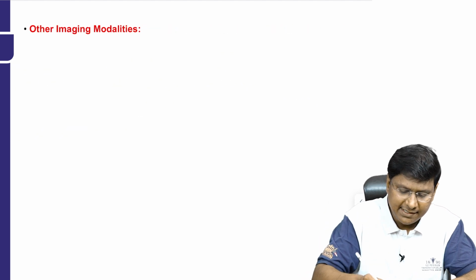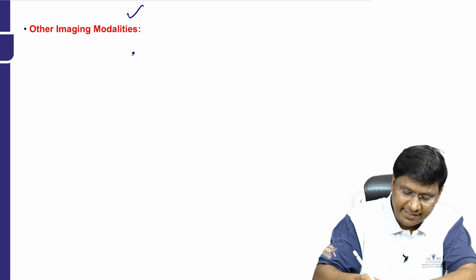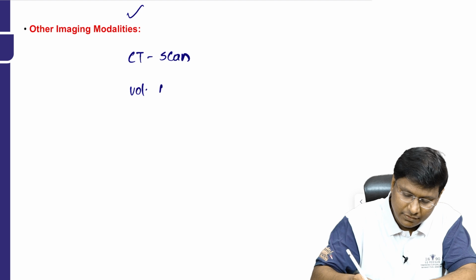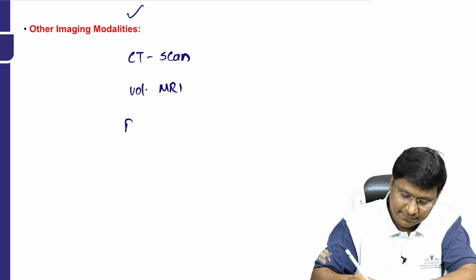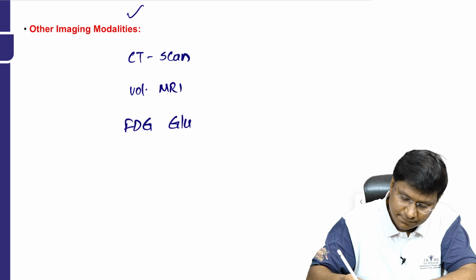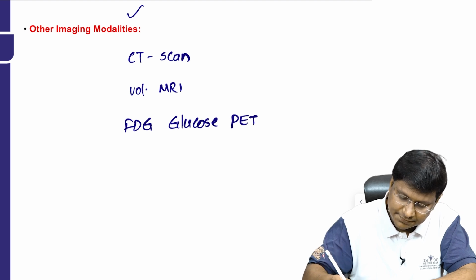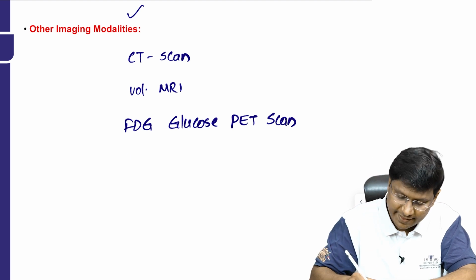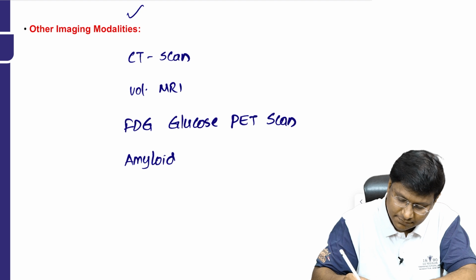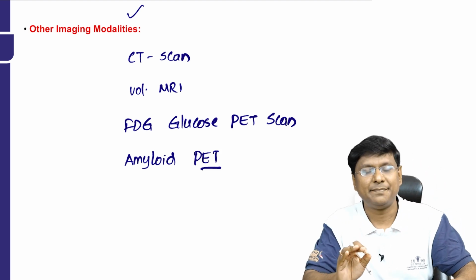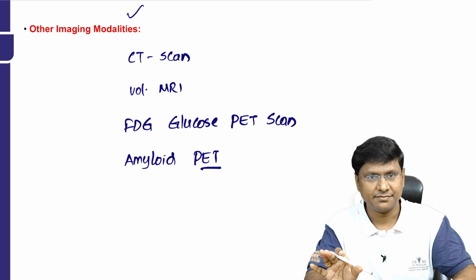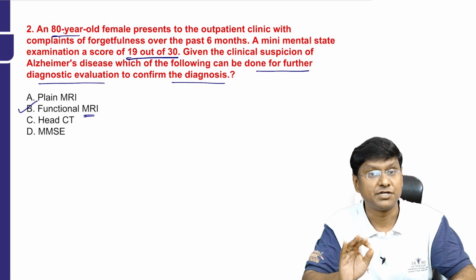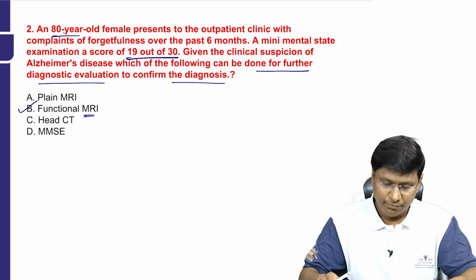Then what are the other imaging modalities? The other imaging modalities that can be done in Alzheimer's are CT scan, volumetric MRI, then FDG glucose PET scan. But what is being preferred? It is the amyloid PET scan, which is a preferred investigation for dementia. So the answer to this question is the functional MRI. That is a preferred investigation. Moving on to the next question.